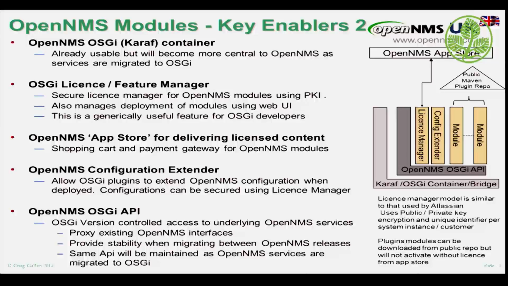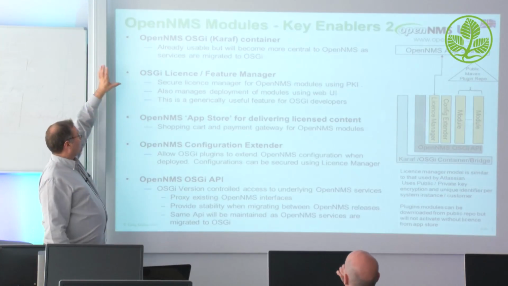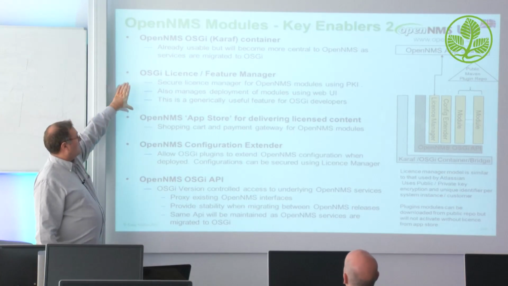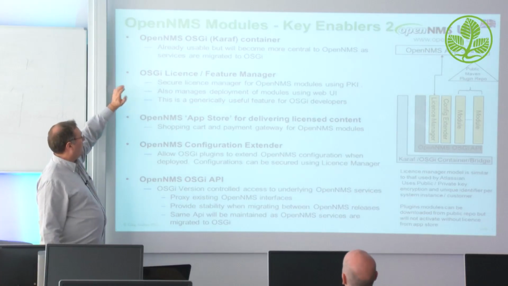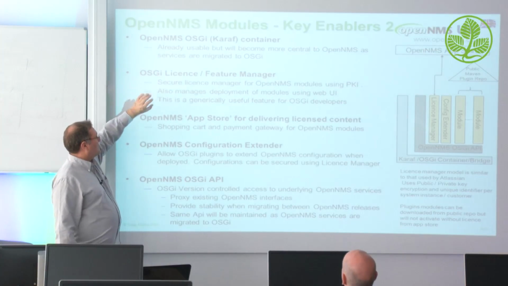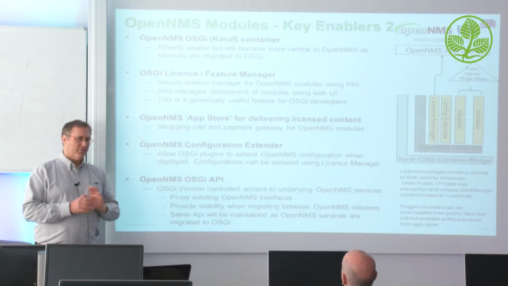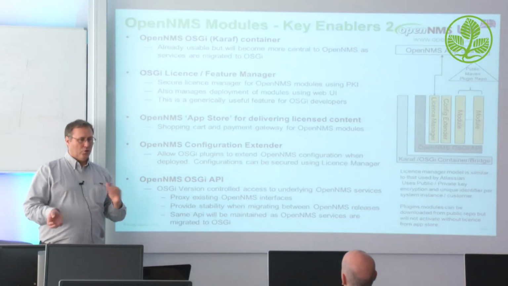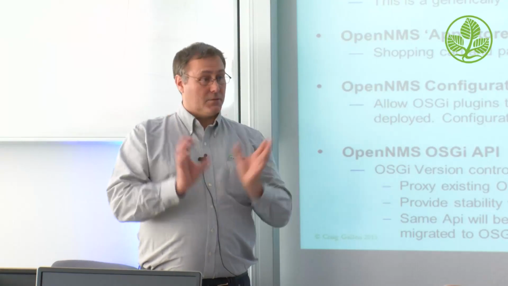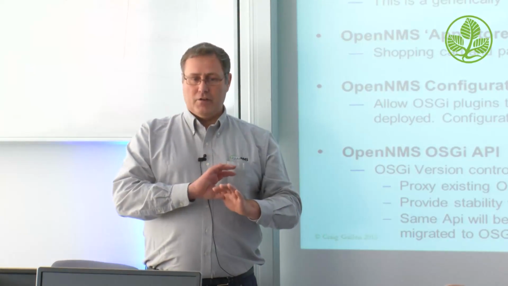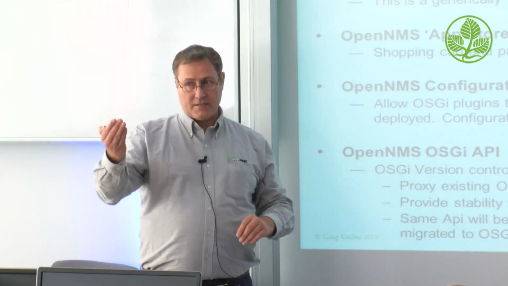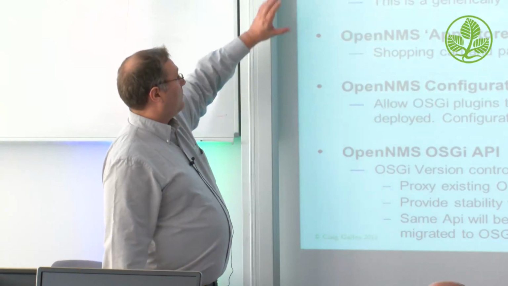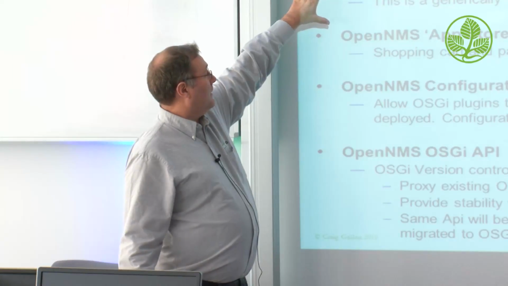Right, so the Karaf container is already usable for this purpose, and this stuff can be done. The work that I've been working on, which I'm going to show you now, is the license feature manager, which is essentially a series of REST interfaces that allow you to deploy and control licensed modules within OpenNMS. So it can be done through the UI or through the REST interface. I'll talk more about this in a minute.